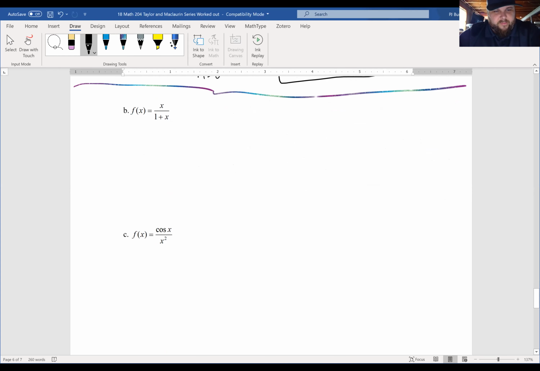So I think maybe I'll do B. I'll let you guys try C, and then I might go ahead and start one or two problems from the next section. So for B, I want to rewrite it just so it's clear that this is x times 1 over 1 plus x.